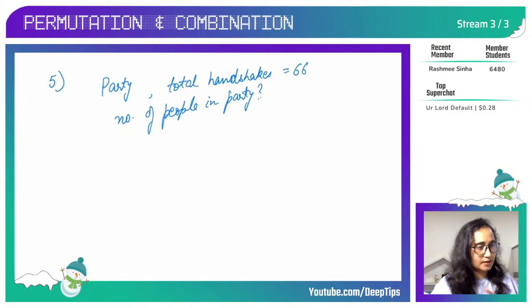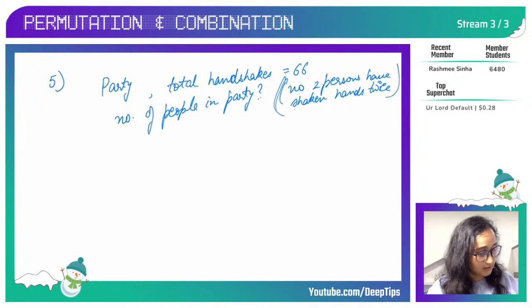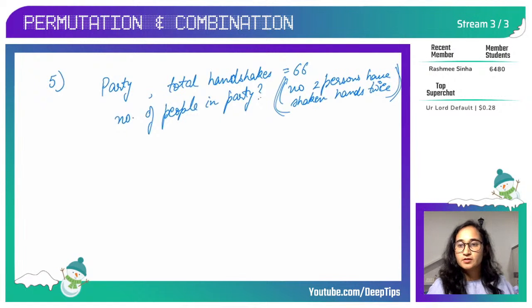The condition is no two persons have shaken hands twice. So this is the major condition. No two persons have shaken the hands twice. So total handshakes in the party are 66. Everybody has done handshakes uniquely, no duplications. How many people are there in the party?